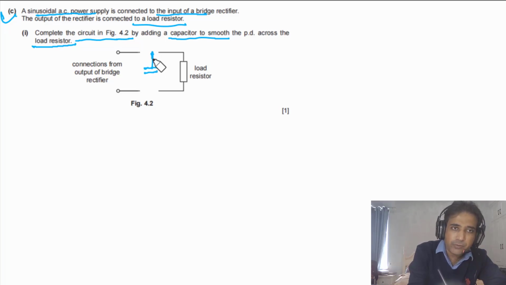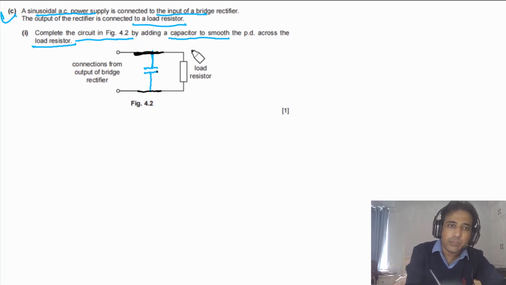So this is the first thing you need to understand. It has to be connected in parallel. So we can connect our capacitor here, but you cannot leave this circuit open. You have to close this circuit, so you need to draw the line here as well. This is also very important. You have to close the circuit; this should not be open. So if you draw this in parallel and the circuit is closed, you will get 1 mark.